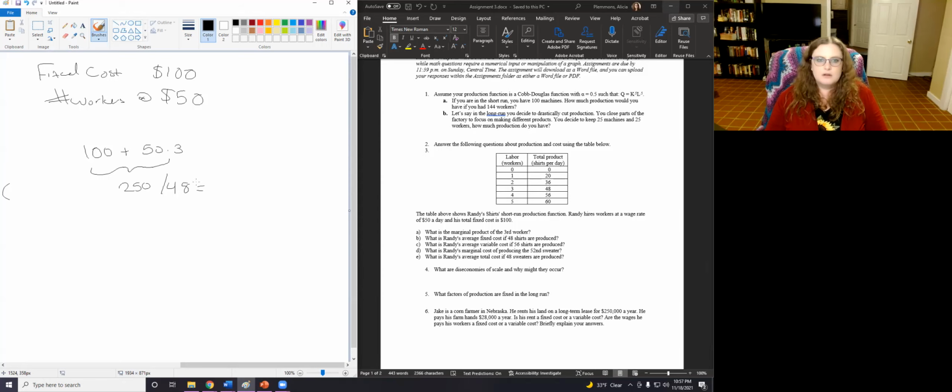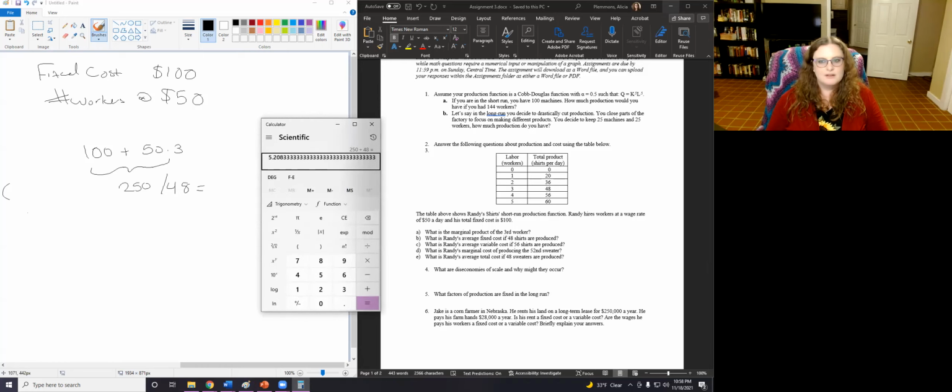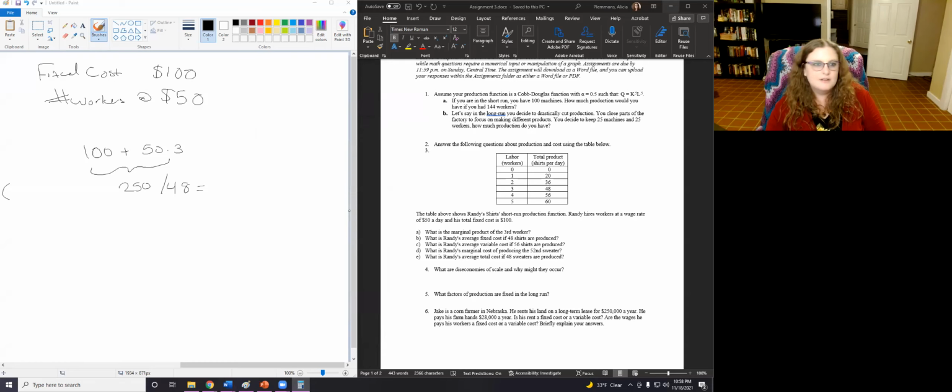Hold on. There we go. 250 divided by 48. Yeah. 5. No, that's not right. Y'all, I'm tired. I just realized I was thinking about total cost. All right. So if we were doing total cost, let's see. This is why you got to read the whole problem instead of just trying to run through. So if we're doing total cost, the total cost at 48 would be 5.21 for our average.